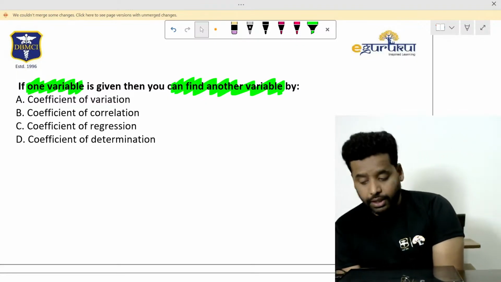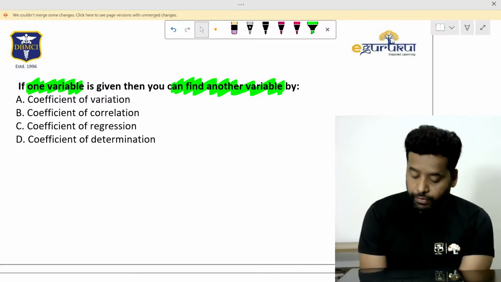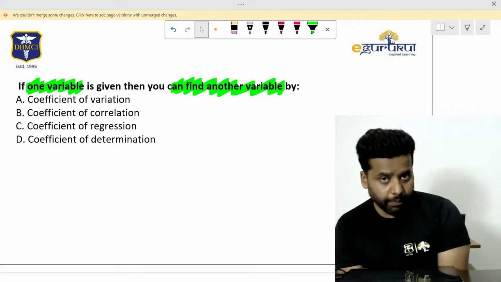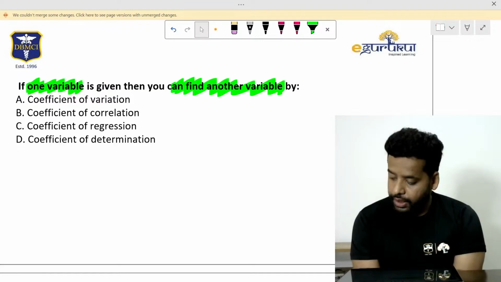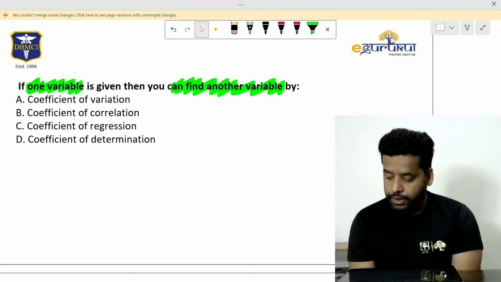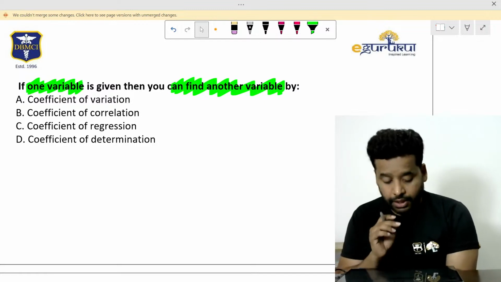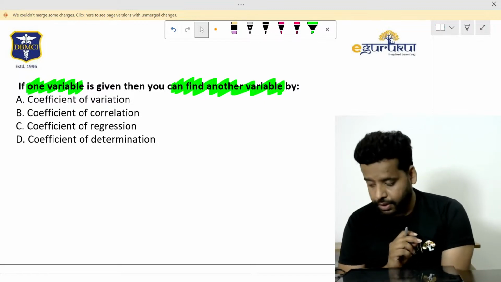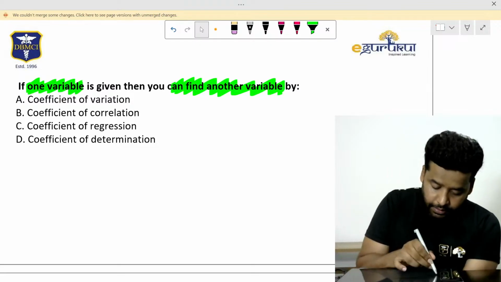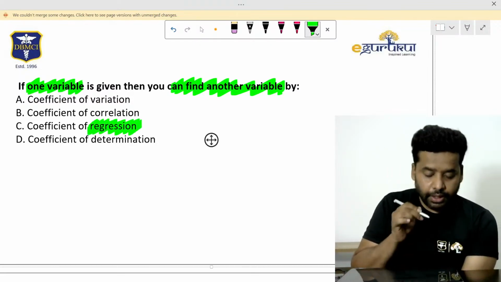If I increase my salt intake by 1 gram, how much will the other variable change? So the exact wording matters. Don't make a mistake in this question. It is regression.